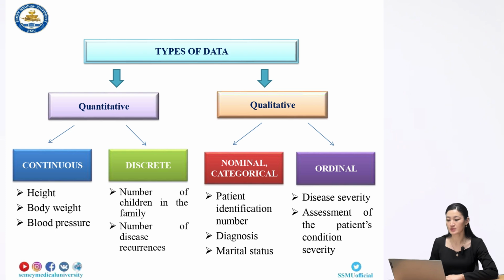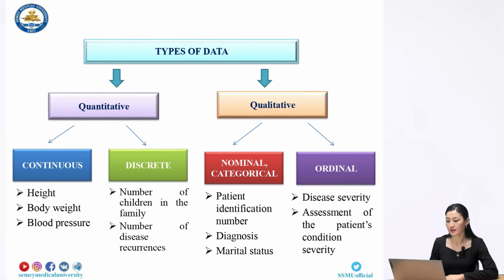Quantitative variables are divided into continuous and discrete. Continuous variables, for example, height, body weight, arterial blood pressure, can take any value on a continuous scale, including fractional parts after a decimal point. Discrete variables, for example, number of children in a family, can only be expressed as whole numbers.